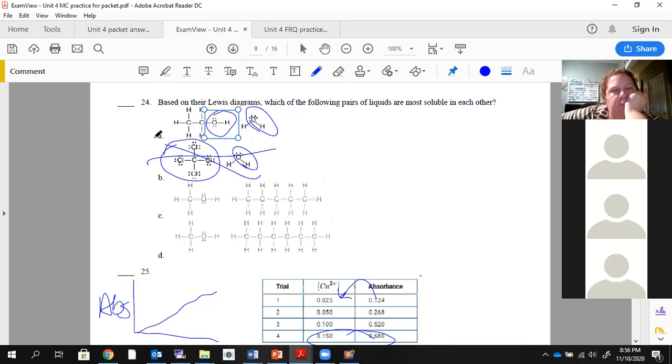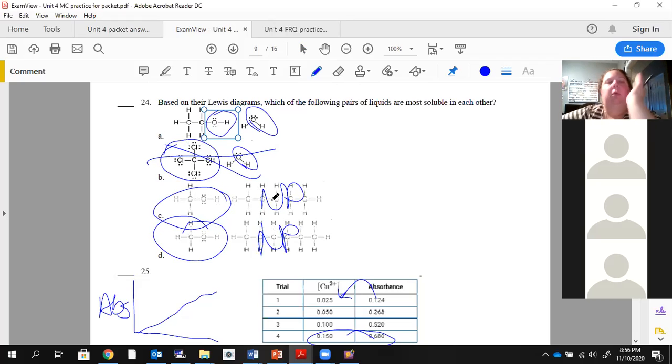For number 24, could you also just look at it and see that A is the only one that has two polar molecules, so they dissolve better than a polar and a non-polar? Yep, because C and D have polars and non-polars.